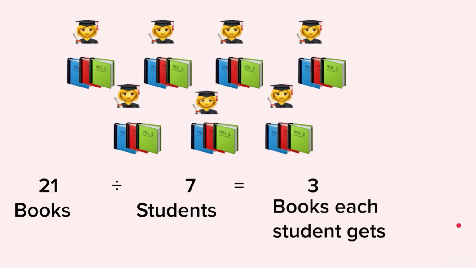Once again, I will repeat myself. What we had done, we had divided 21 books among 7 students and we got the result as each student will get 3 books. Now let us look at division as repeated subtraction. Example: 24 divided by 6.